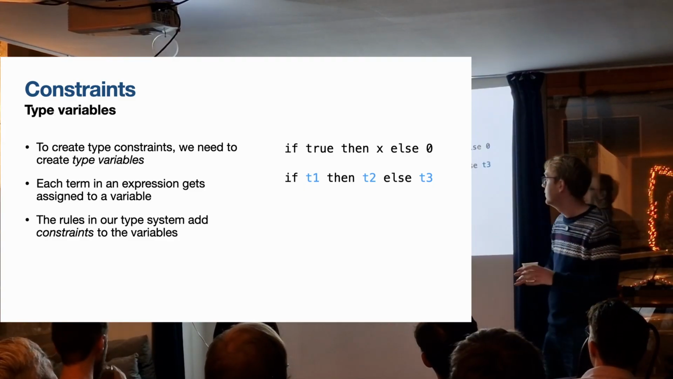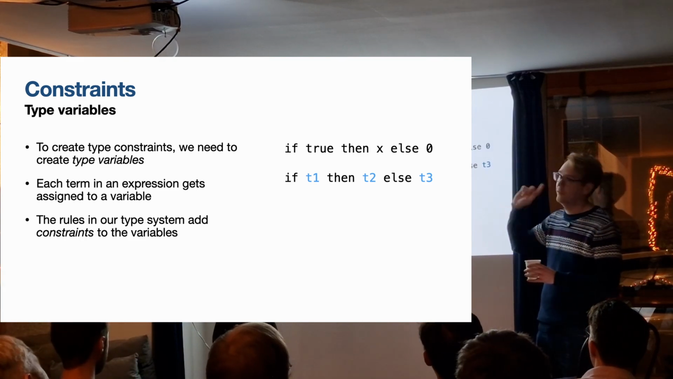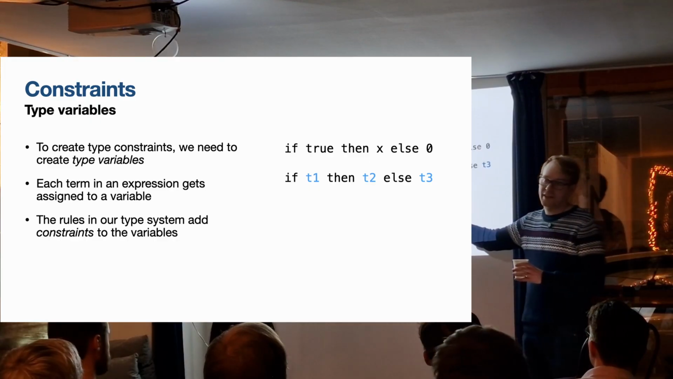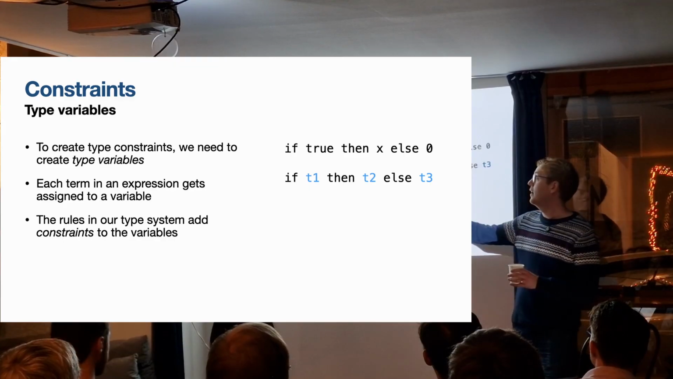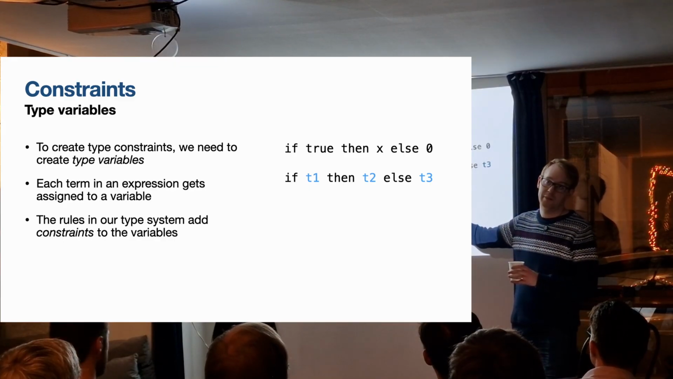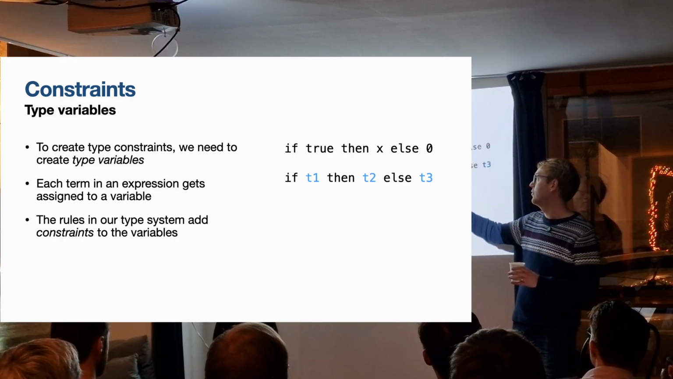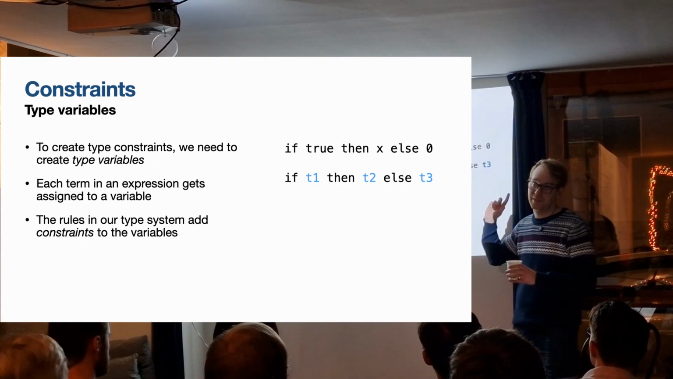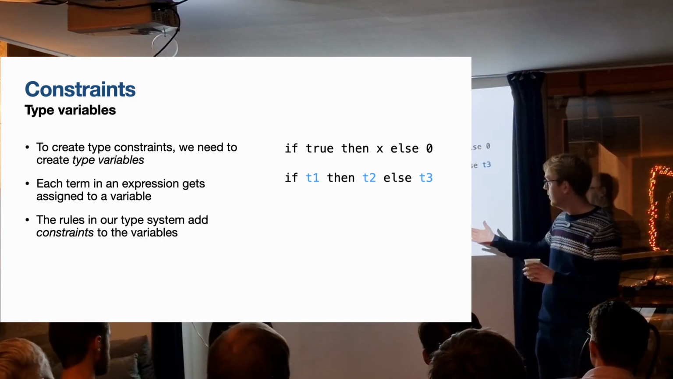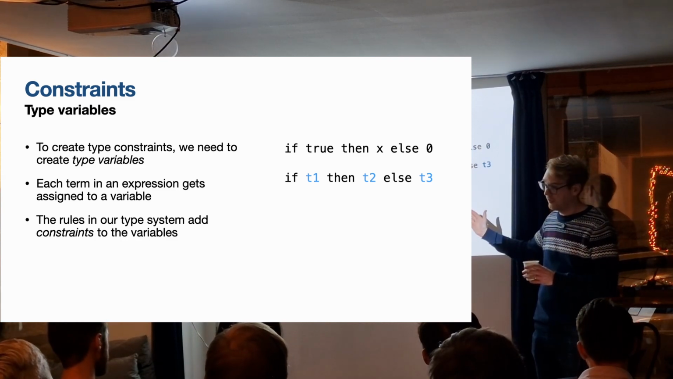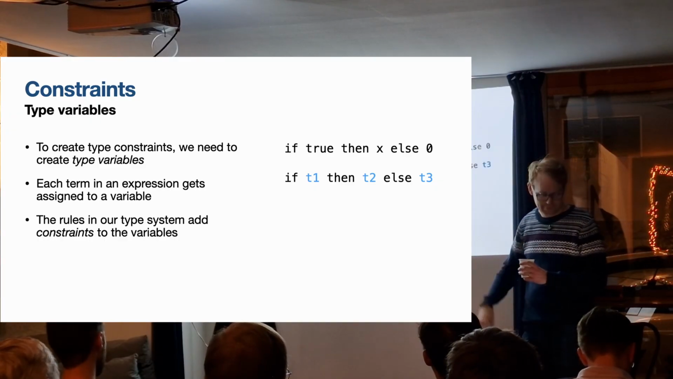Okay, so the basic idea of type inference is that every term gets assigned a variable. So, for example, if we have this conditional term here, it has 3 subterms. So we assign names to them. The first term gets named T1, the second gets named T2, the third one gets named T3, and so on. This is the first step. And then we will use the rules of the type system to add constraints to these variables.